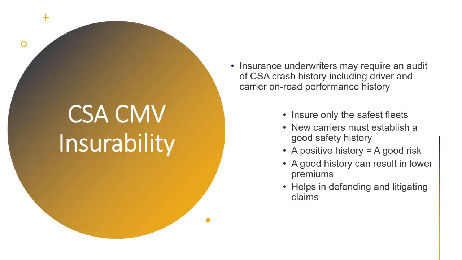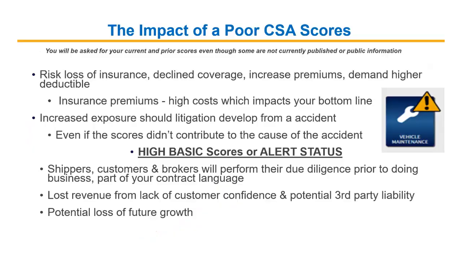The impact of poor CSA scores are going to result in increased inspections, higher costs, and reduced profits. Obviously, the insurance company can maybe cancel or decline coverage. It can cover you at a higher premium, or it can create additional issues should there be litigation. Because even though you're in an accident and maybe you're sued and your CSA scores have nothing to do with that event, plaintiff attorney is going to bring it up and use it against you.